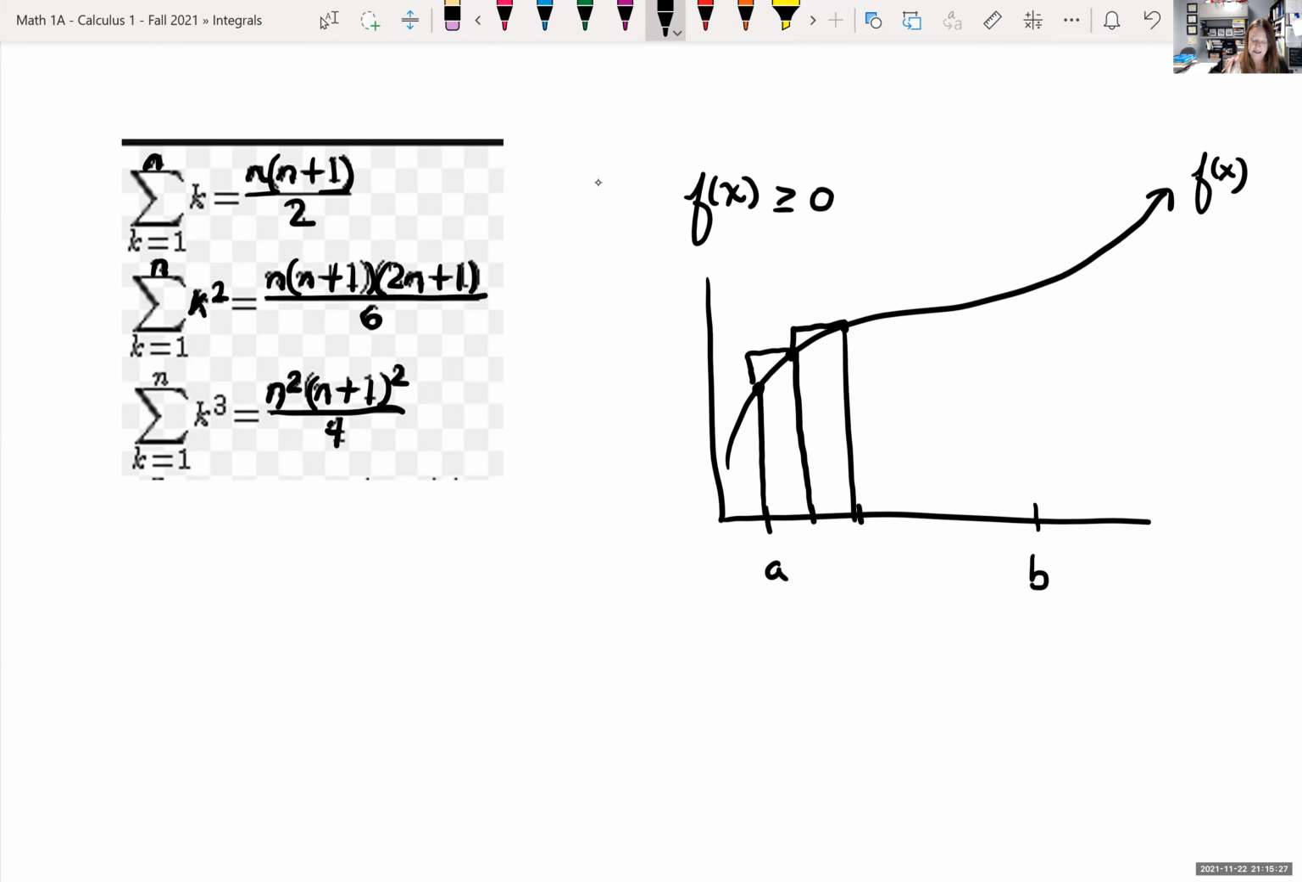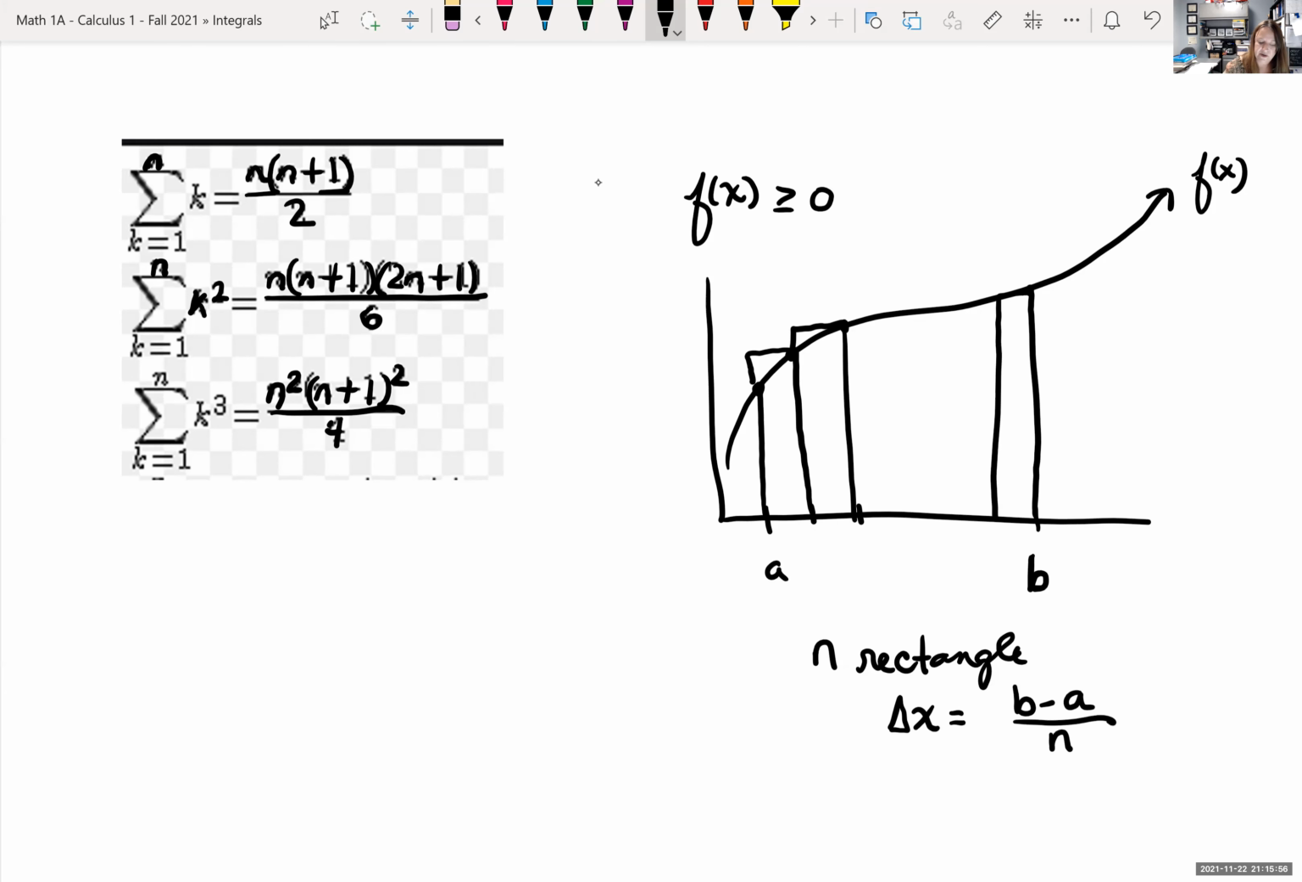And we figured that if we wanted n rectangles of equal length, then delta x was equal to the endpoint of my interval that I'm looking at, b, minus the start point of the interval I'm looking at, a, all divided by n. Okay, so we have all these rectangles in here, and we have these different heights depending on how high our function is at that value.